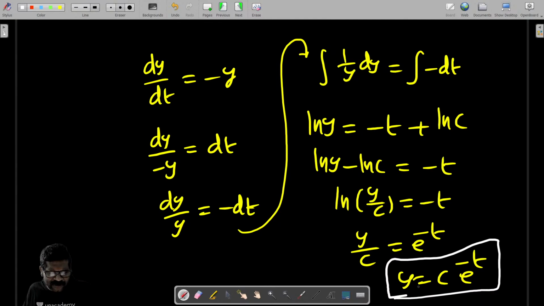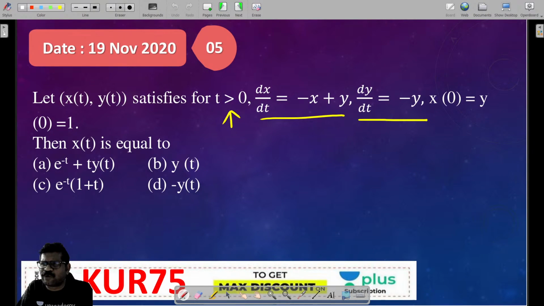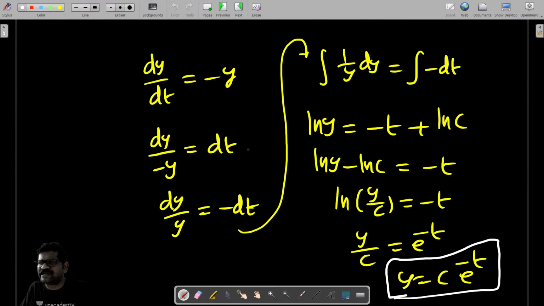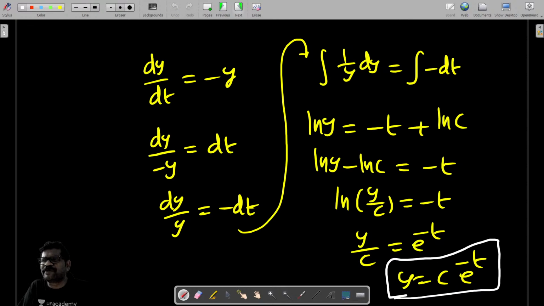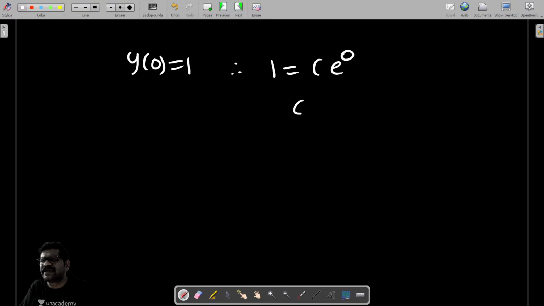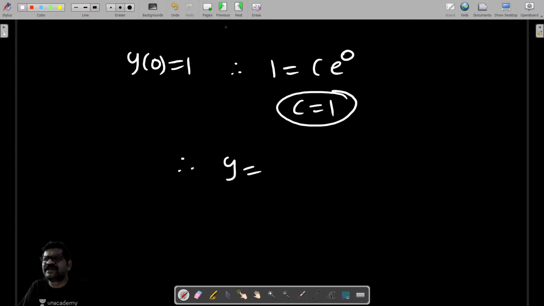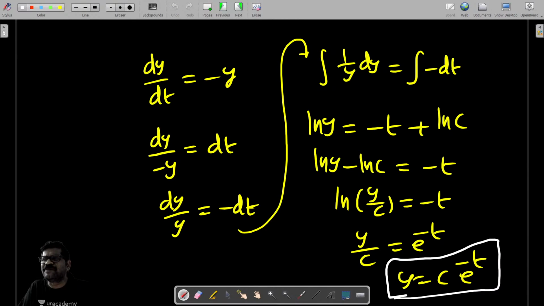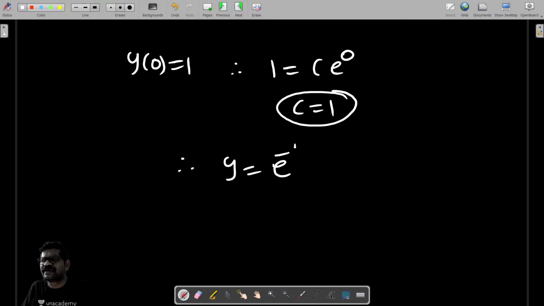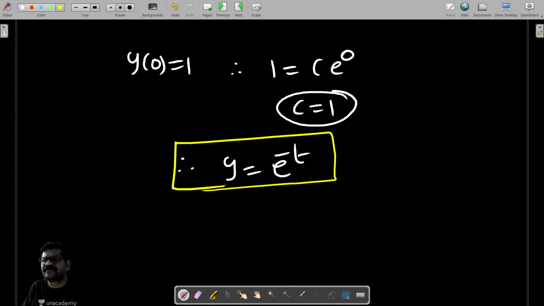Now given the boundary condition as y of 0 equal to 1, I am applying the boundary condition here. y of 0 equal to 1, therefore 1 is equal to c into e power 0, therefore c equal to 1. If c is 1 then y equal to e power minus t. This is one solution.